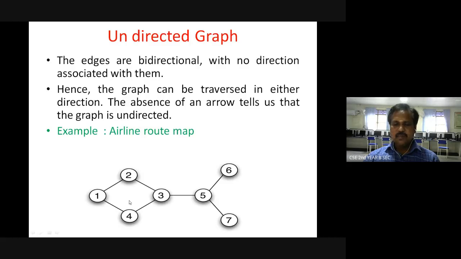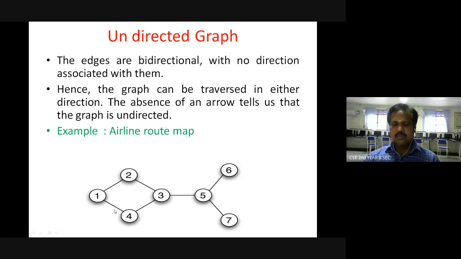From 6, we can traverse to 1. From 1, we can traverse to 6. From 1, we can traverse to 7. From 7, we traverse to 1. Either direction we can traverse. 1 to 2, 2 to 3, 3 to 5, 5 to 6, 6 to 5, 5 to 3, 3 to 2, and 2 to 1.